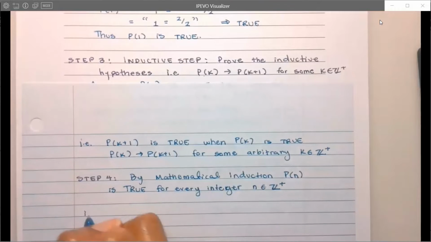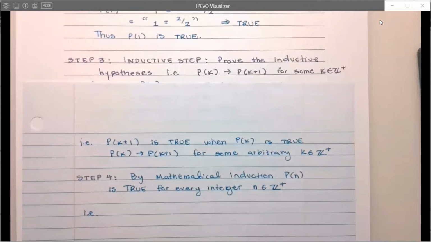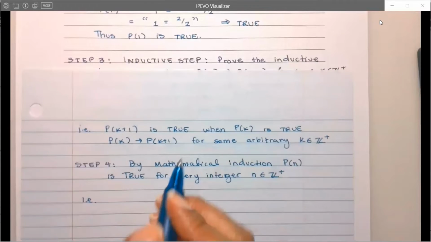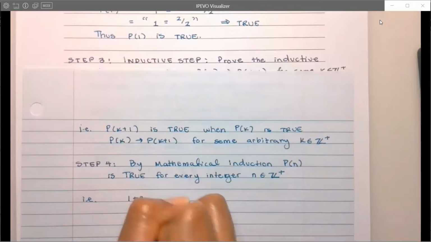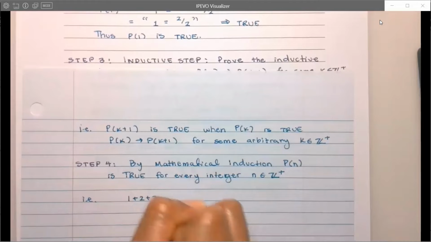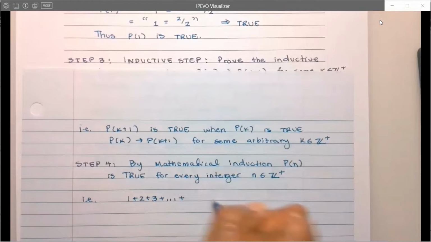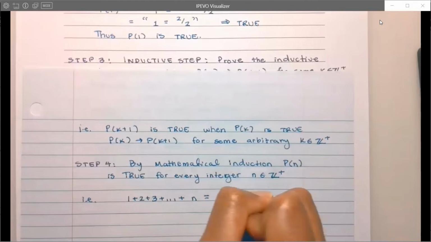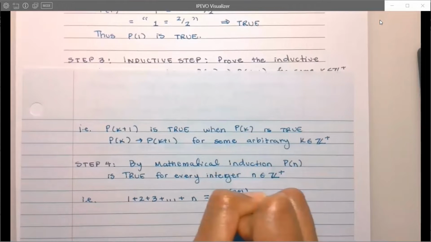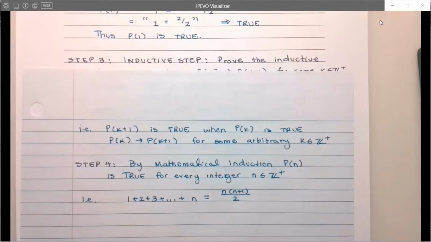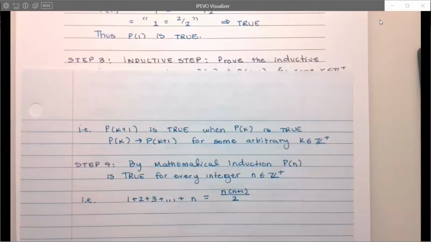Now, remember how I mentioned earlier that we usually don't leave it as p of n, we write out what the statement reads. So i.e., 1 plus 2 plus 3 plus all the way down to n is equal to n times n plus 1 over 2. And those are all 4 steps of a proof by mathematical induction.